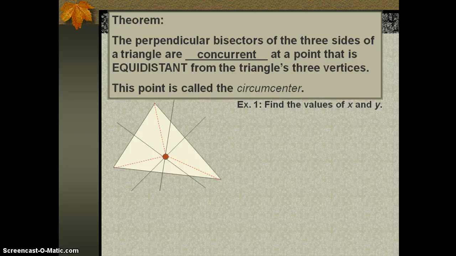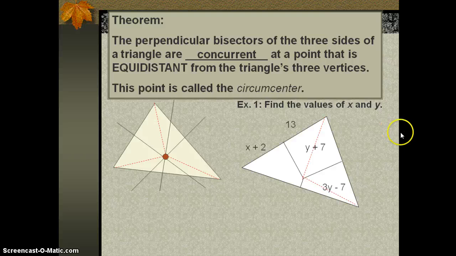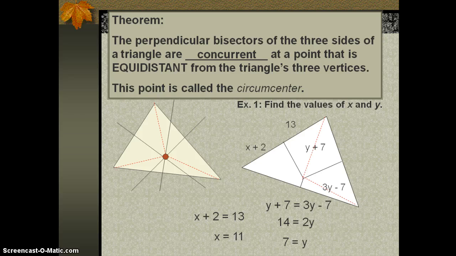So example 1, find the values of x and y. So we can see that x is on one of the sides. I'm telling you that this is a perpendicular bisector, which means it's cutting this side in half. So that means that these two pieces have to be congruent, which means we can set them equal to find x. So x is going to be 11. Now y is coming from the point of concurrency. This is three perpendicular bisectors meeting here, which means that these lines going to the vertex are equal. So we're going to set those equal to get that y is equal to 7.